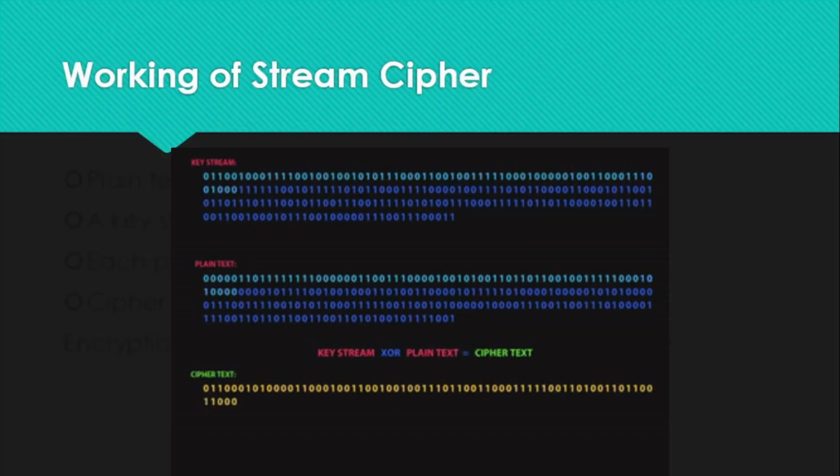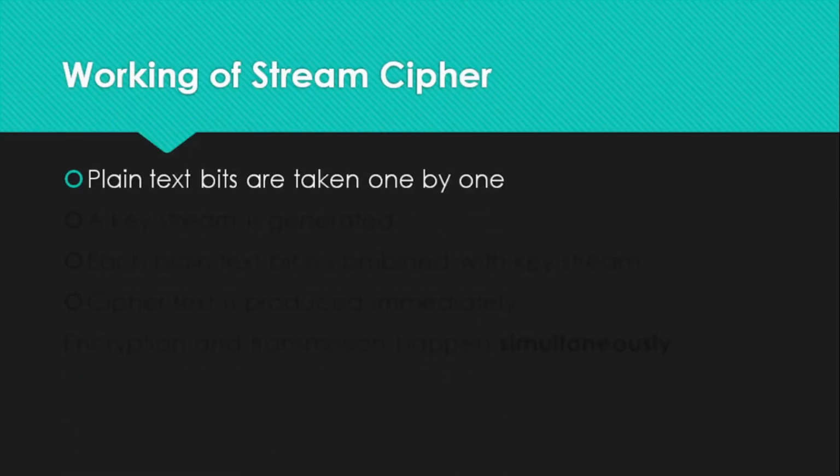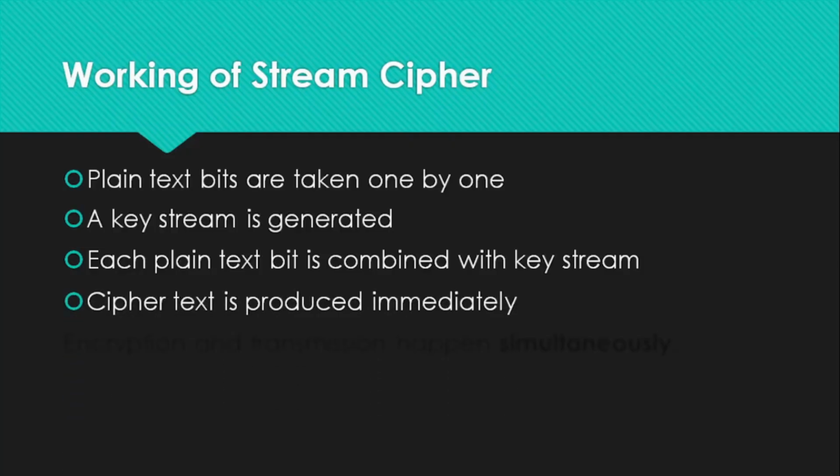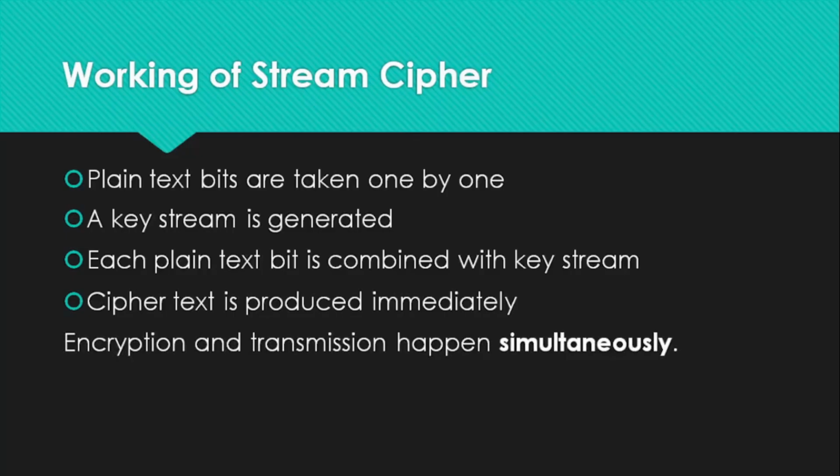Now let us understand how a stream cipher works. In a stream cipher, the plain text bits are taken one by one, and at the same time a key stream is generated. Each plain text bit is combined with the corresponding key stream bit to produce the ciphertext instantly. Here the encryption and transmission happen simultaneously, which makes stream ciphers ideal for real-time communication.